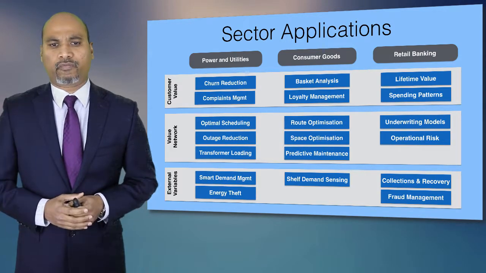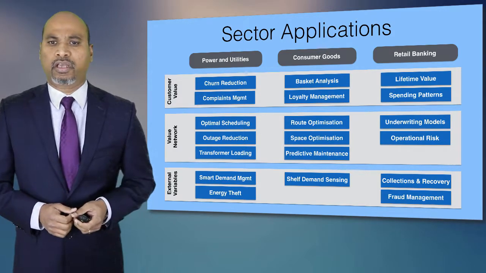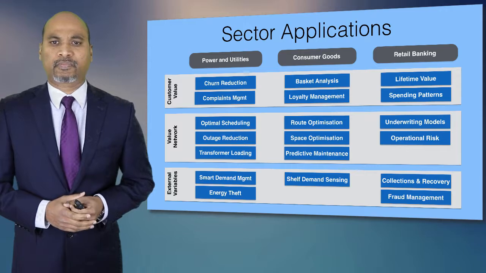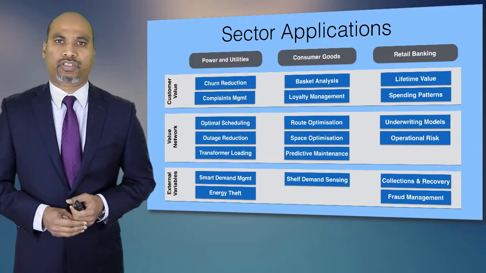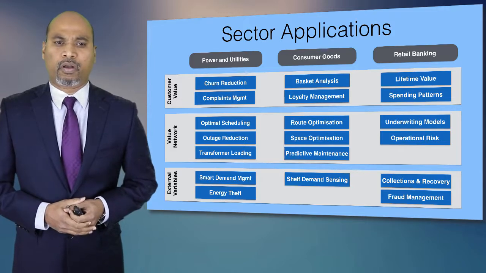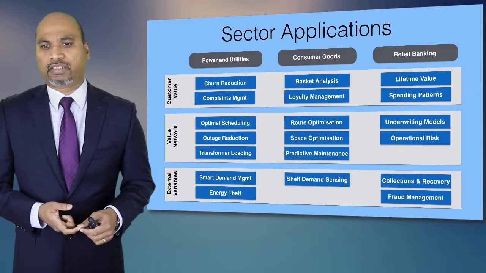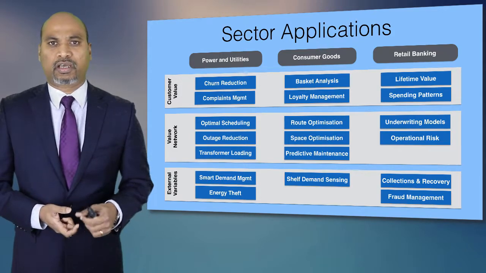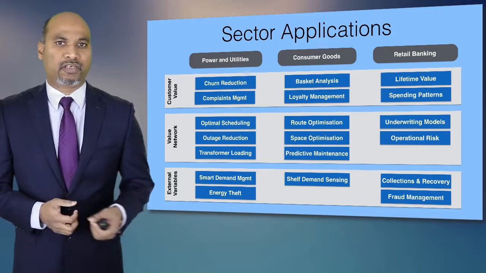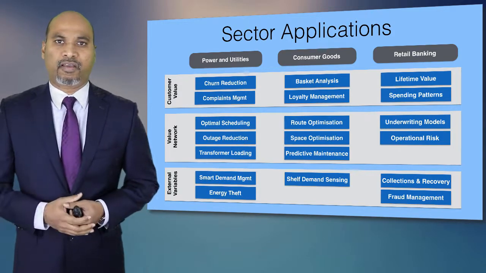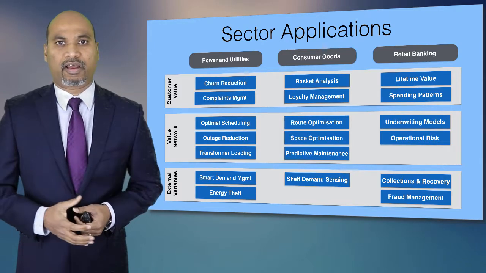Within the value network, of course, there are a lot of them: space, route optimization, outage reduction, operational risk in the banks, etc. Improving underwriting models in insurance, mortgages, etc. Also, as far as external variables are concerned: shelf demand sensing, fraud management, collections, predicting theft of energy in the power industry. These are some of the various examples that you could apply as far as real life is concerned.